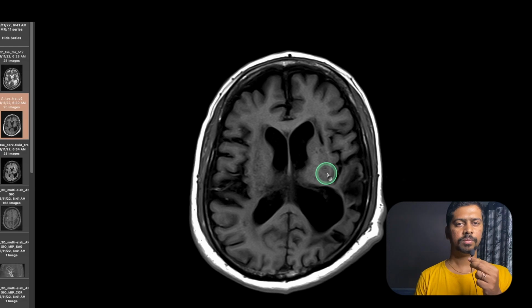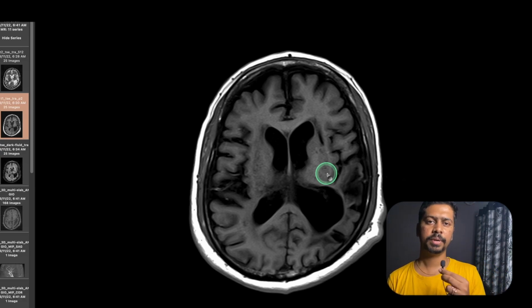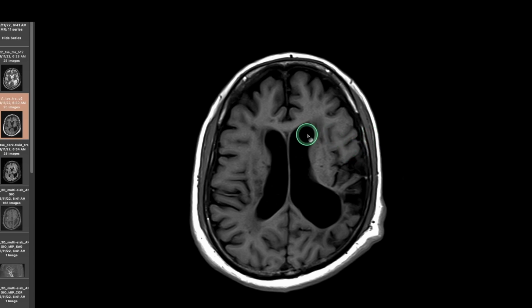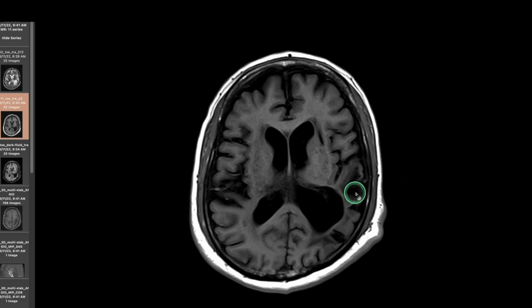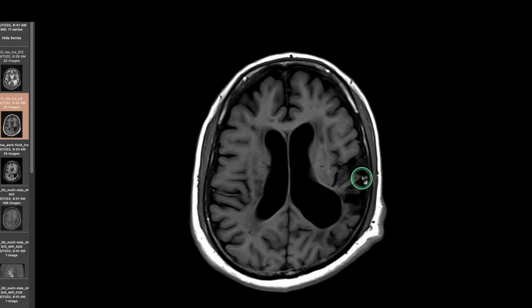So now let's understand what changes happen inside the brain of a patient after recurrent strokes. The first thing that you can see here is that the left side ventricular system is bigger than the right, and there are fewer sulci and gyri on this side of the brain. This is the parietal lobe, left parietal lobe. There are fewer sulci and gyri.